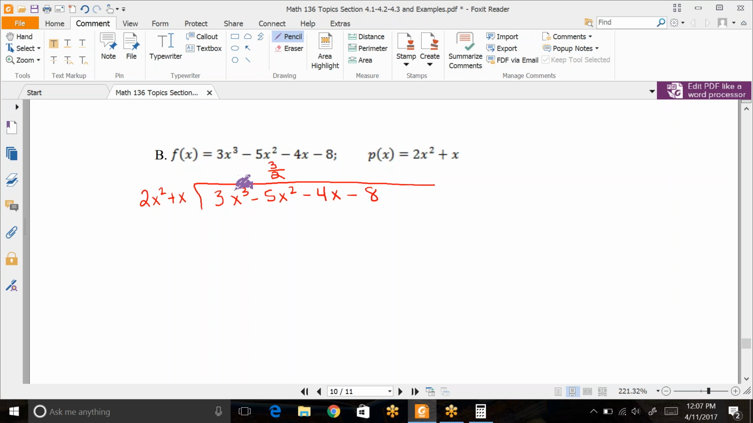Now I also need my x squared to turn into an x to the third. So I'm going to multiply by another x. So actually I need to move that down one more column because I like to line it up with the like terms. So 3/2 x. So we multiply what's here times everything out front.